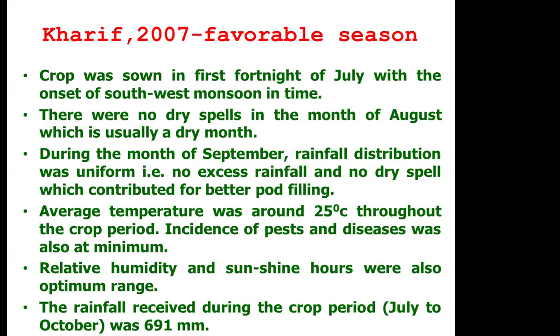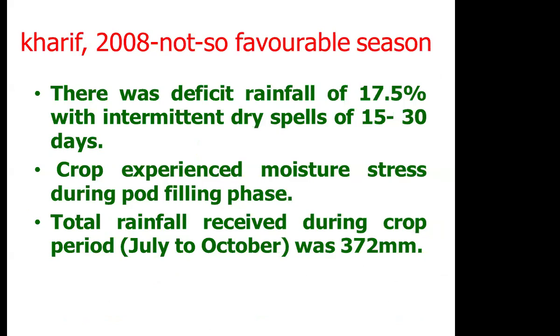Next slide, please. It was not that favorable. The total rainfall was 370 mm only. There was a deficit rainfall of 17.5%. There were intermittent dry spells. The crop experienced moisture stress at the dwindling phase in this season. Next slide.